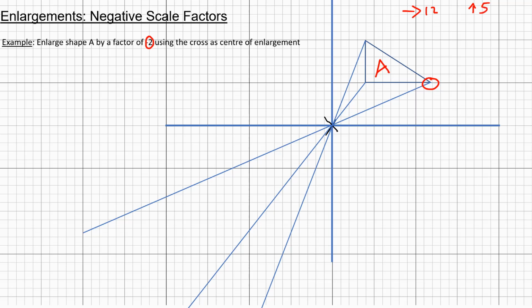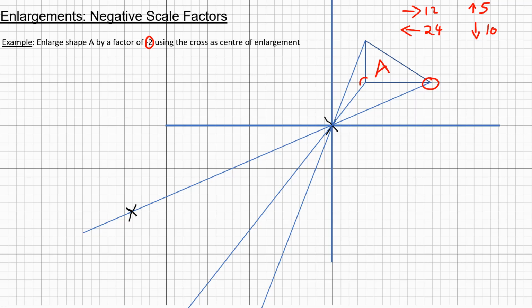Now because we have a scale factor of -2, to get to the coordinate on the enlarged shape, I need to go left and down, opposite directions. Now 12 times 2 is 24, so we want to go left 24. 5 times 2 is 10, so we want to go down by 10. So I need to go left 24 and down 10.